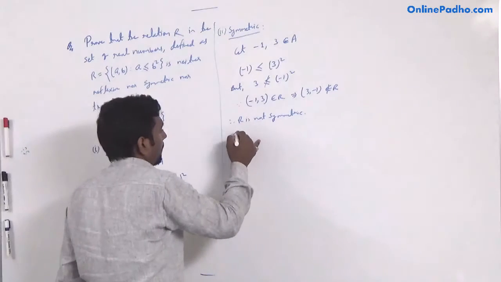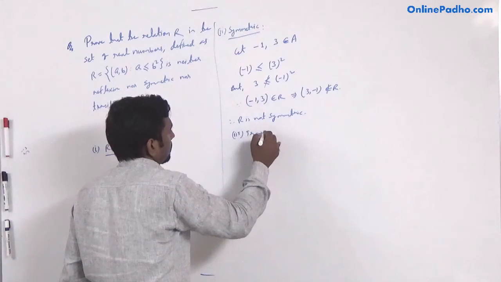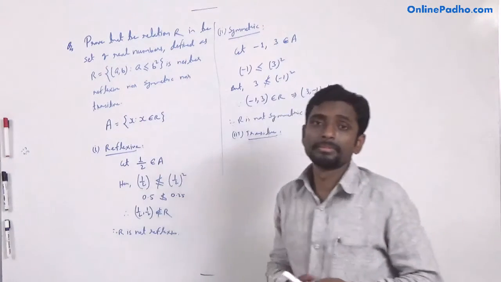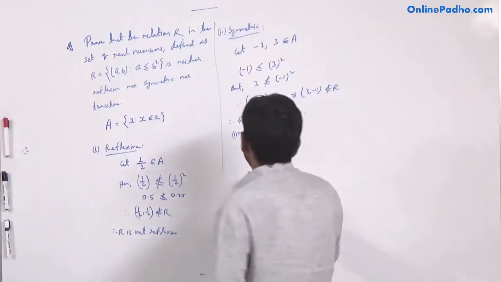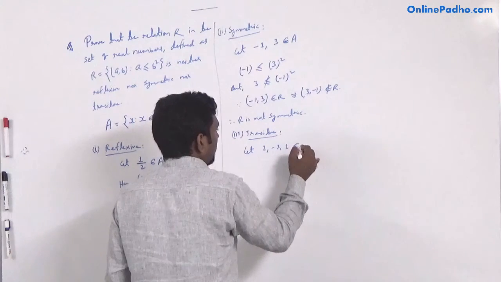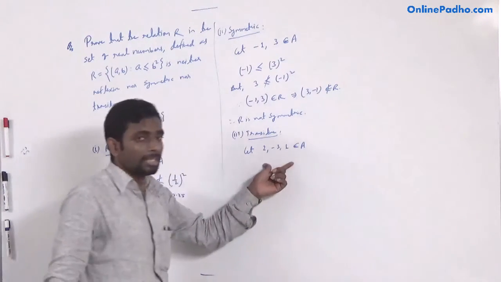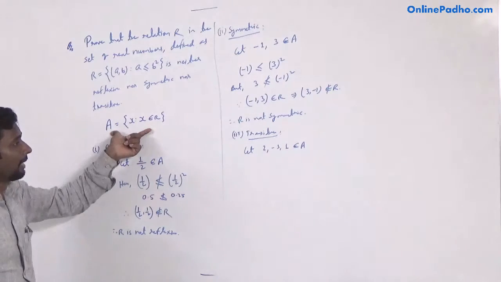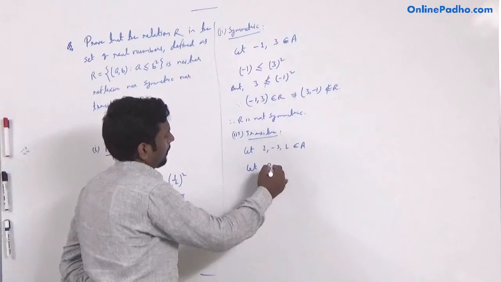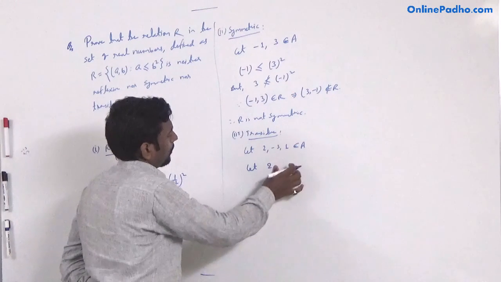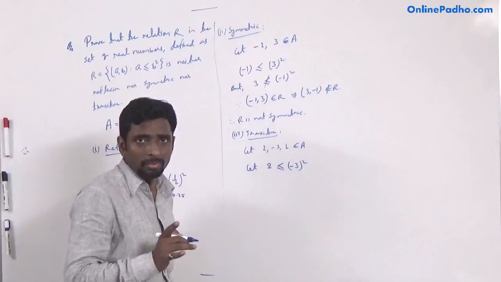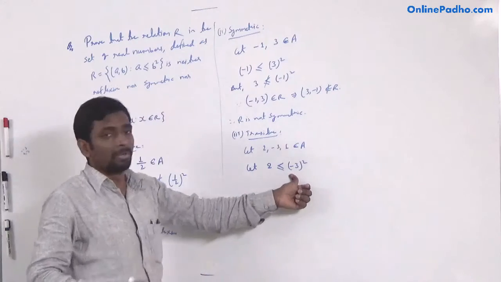Now transitivity. We have to check the transitivity, right? We can consider any three elements which belong to the set of real numbers. This is the set A. And let us see, 2 is less than or equal to -3 square. Yes or no? Yes. 2 is less than or equal to -3 square.